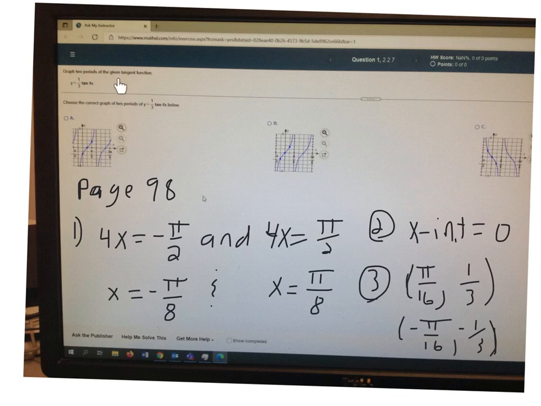Graph two periods of the given tangent function. So y equals 1/3 tangent of 4x. And so you've got to match it with one of these four. Now I wrote page 98.